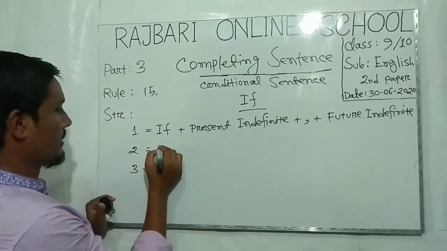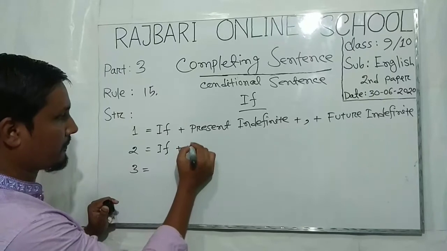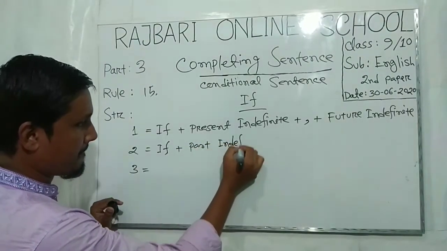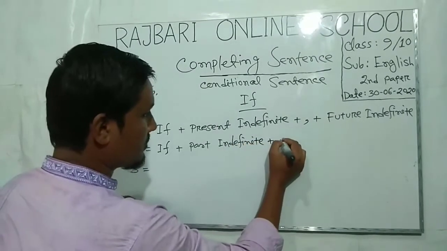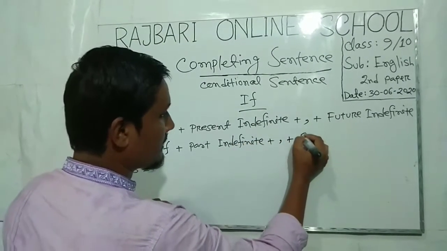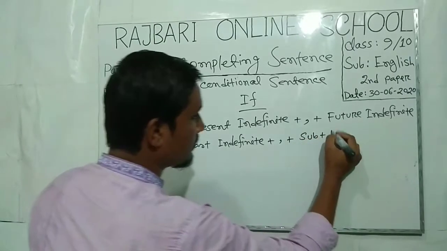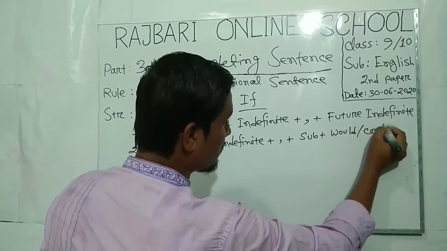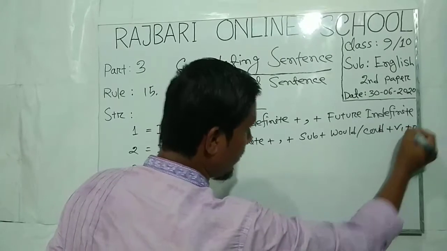Okay, rule 2: if plus past indefinite plus comma plus subject plus could plus verb 1 plus object.